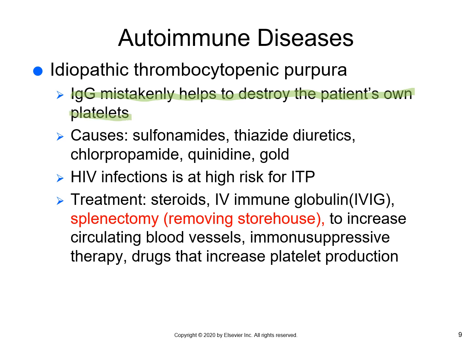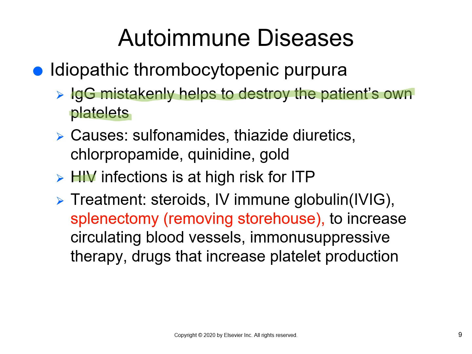Okay, what could be causing this idiopathic thrombocytopenic purpura? Some drugs, some medications can actually cause this. One of them is sulfonamides, which is an antibiotic, thiazide diuretics, chlorpropamide, quinidine, okay, and gold. And then HIV infection is at high risk for this, because again, HIV is decreasing the immune system of the patient. So they're at high risk for developing this idiopathic thrombocytopenic purpura.